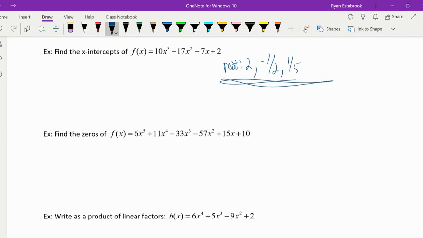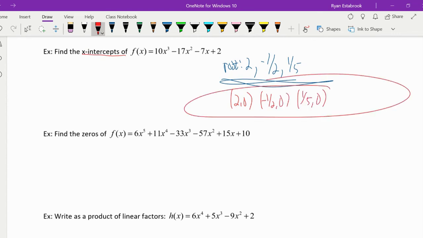If I don't want to go that way, I can. To answer the question, though, the x-intercepts are (2, 0), (-1/2, 0), and (1/5, 0). So in the context of this question, I want to make sure I put my answer as x-intercepts and not just roots.